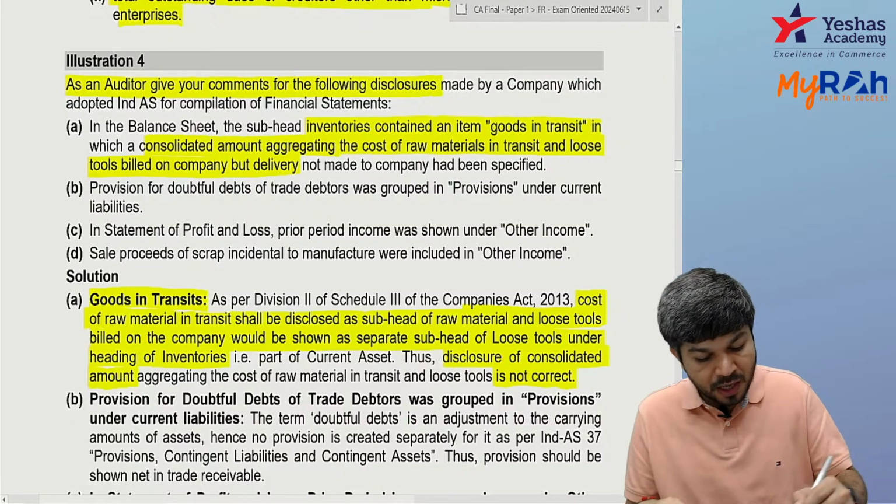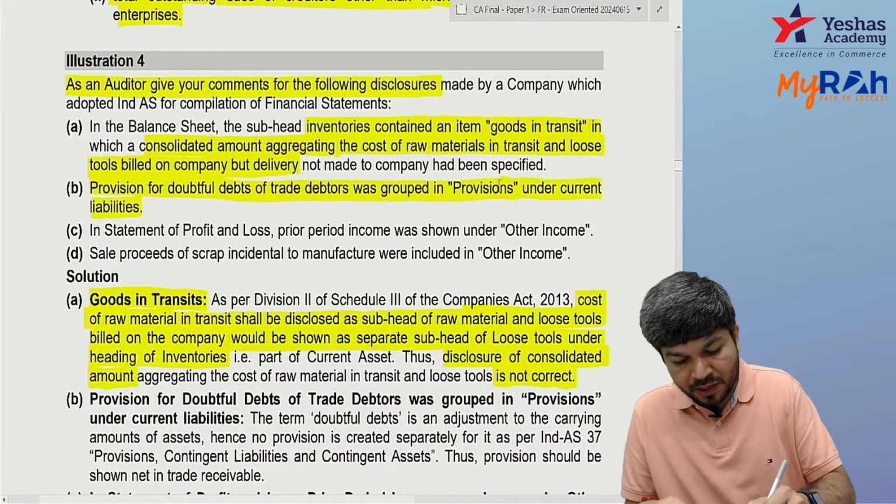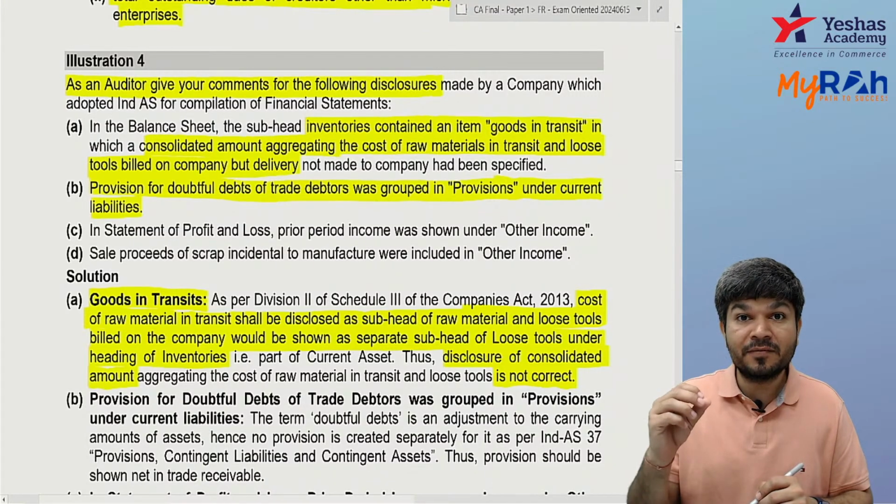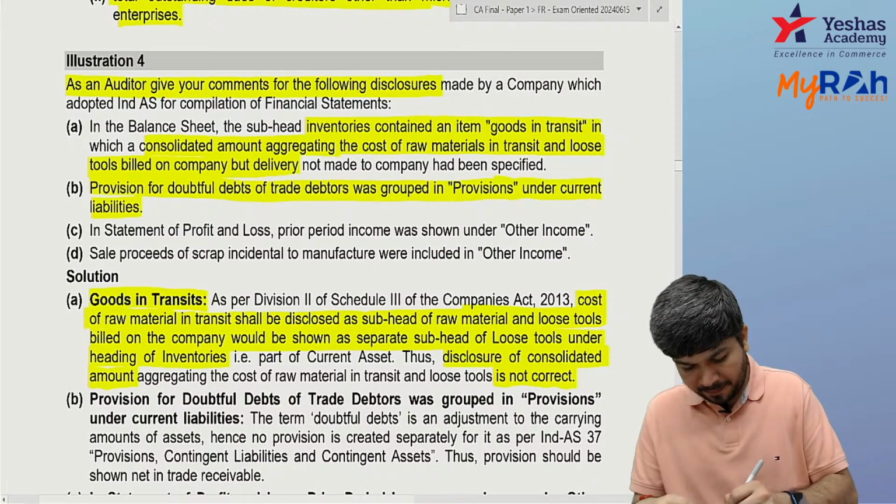Provision for doubtful debt, you have shown under the liability side. No, it should be deducted from the debtors.